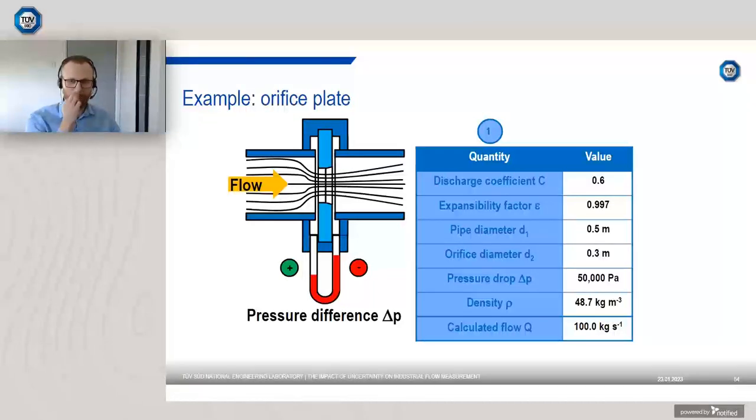So the first stage is to identify all the parameters that are feeding into the calculation of the mass flow rate. We have our discharge coefficient of 0.6, our expansibility factor epsilon of 0.997, pipe diameter of 0.5 meters, our orifice diameter of 0.3 meters, a pressure drop of 50,000 pascals, and an upstream density of the fluid of 48.7 kilograms per metre cubed. And that rather nicely gives us a calculated flow rate of 100 kilograms per second. So what we want to know is, what is the uncertainty in that value?